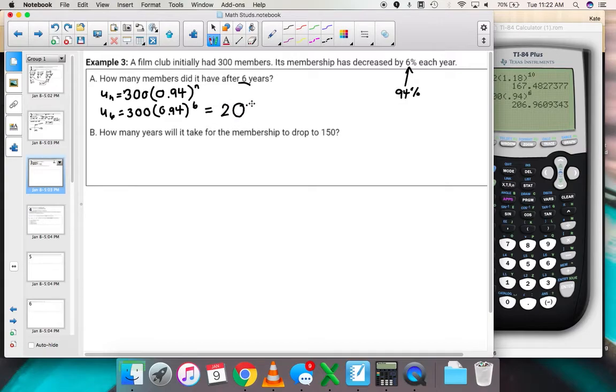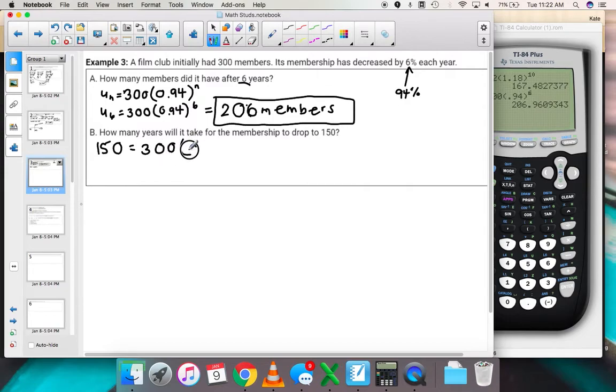So we're going to say there are 206 members remaining after 6 years. So this is exponential decay. The membership is getting smaller each year. When we have exponential decay, our r value is always going to be less than 1. So in part B, it's asking us how many years will it take the membership to drop to 150. So in this case, our Un is 150, and what we're looking for is our n value, the number of years.